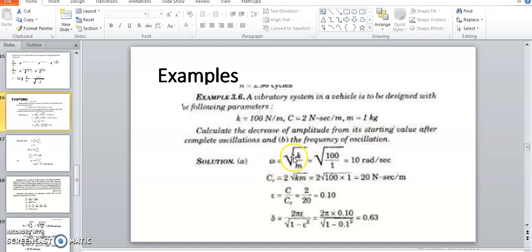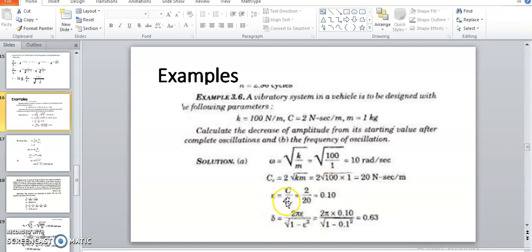So omega is equal to under root k by m. We know that natural frequency is equal to under root k by m. So k is 100, m is 1, so 10 radian per second. We get the natural frequency. Now Cc is equal to 2 m omega n, or 2 under root k m. 2 into square root of 100 into 1, so it becomes 20 Newton second per meter.